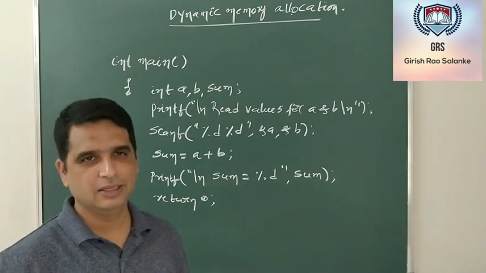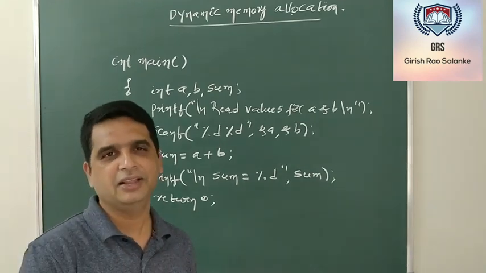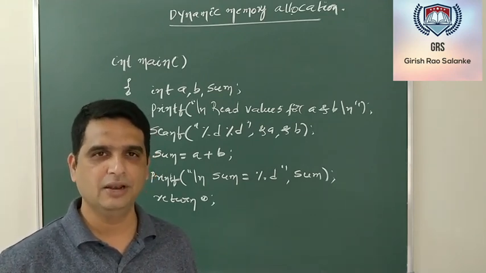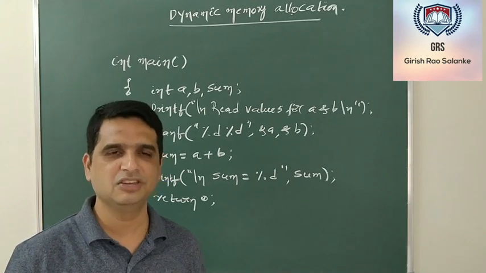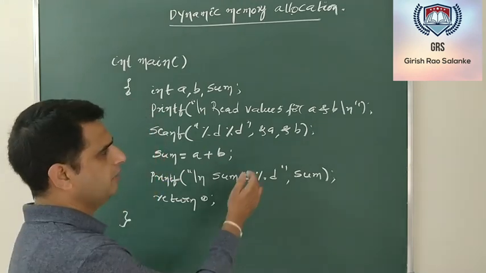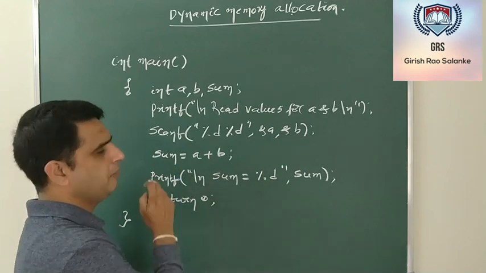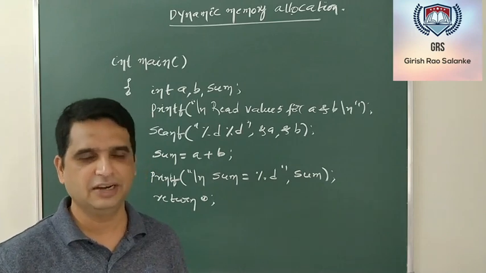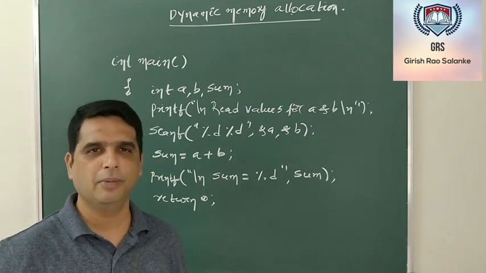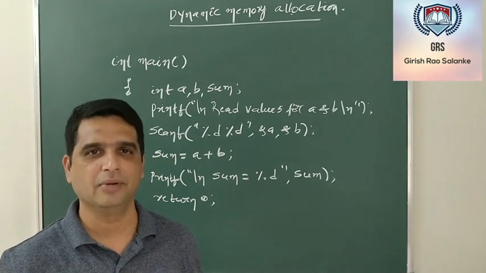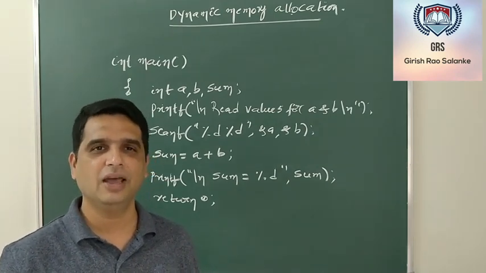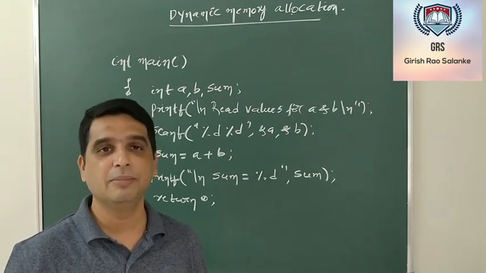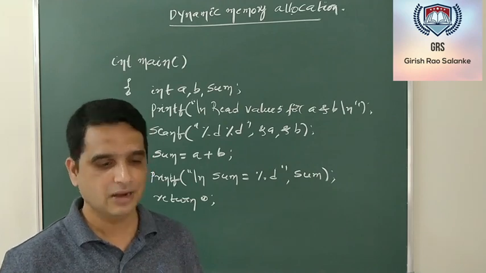Now in this particular case, what we generally do after writing the program, we go for the compilation. When we do compilation, the system is going to allocate memory for the variables A, B as well as the variable sum. So for all the variables that we are declaring in the main function, the system is going to allocate memory during the compilation time. Such a type of memory allocation is called static memory allocation. Please note that in static memory allocation, the memory is allocated during the compilation time.